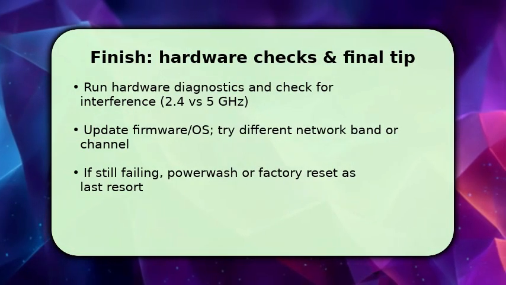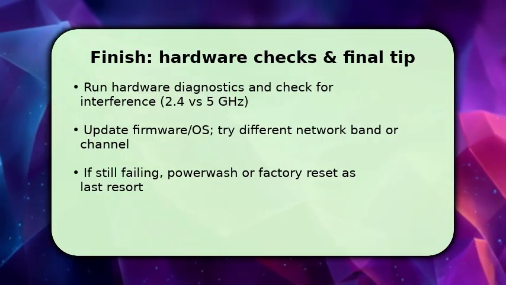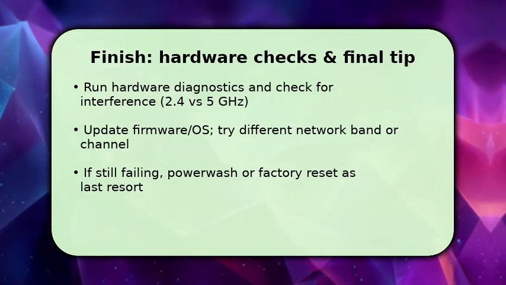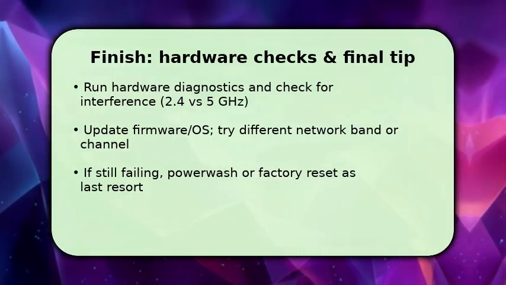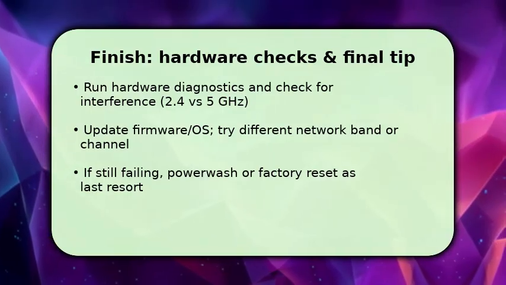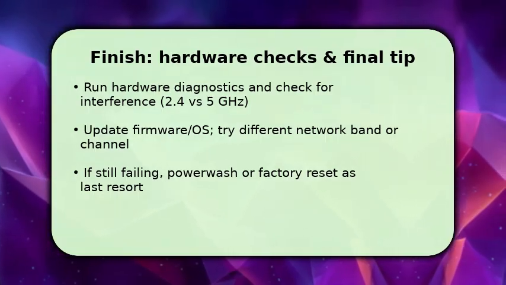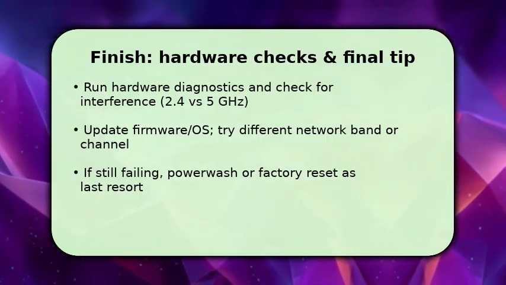Finally, confirm the problem isn't hardware or interference. Run the Chromebook diagnostics to test Wi-Fi radio and inspect for physical damage. Compare performance on 2.4 GHz versus 5 GHz and move closer to the router. Change channel to reduce interference. Make sure firmware and Chrome OS are up to date.